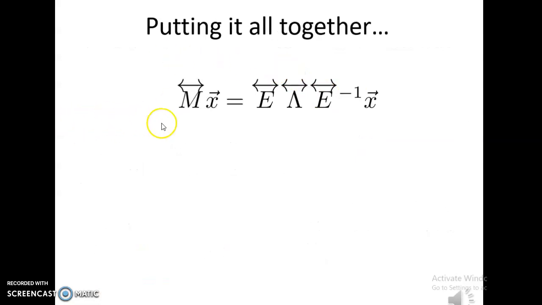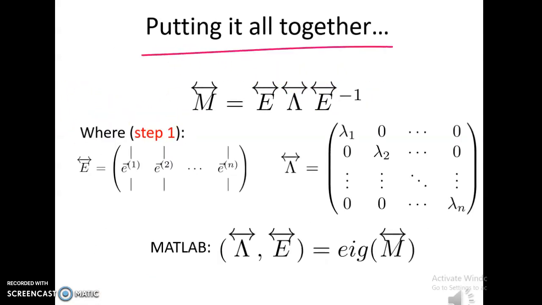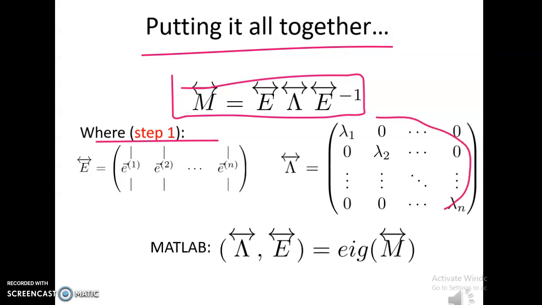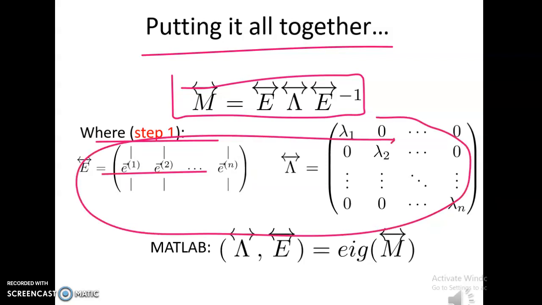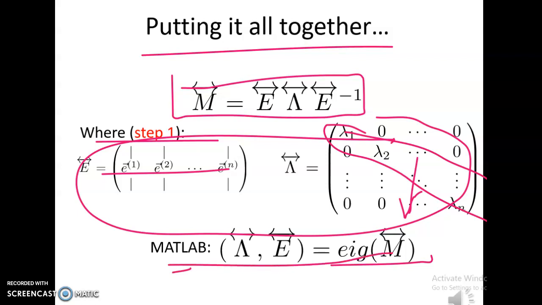So putting it all together, E inverse M equals... Here this is step 1: here the diagonal matrix, that is the eigen of M. Here that is MATLAB: A, comma E equals eig of M.